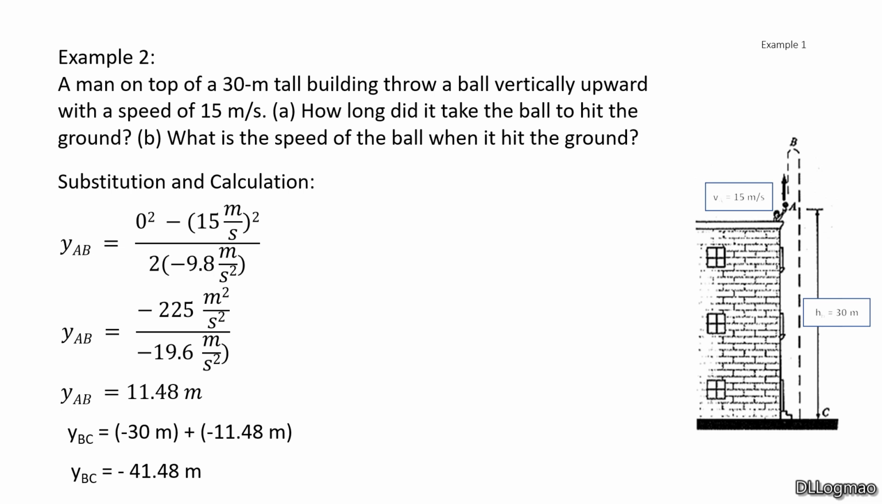Using the computed y sub BC, the time sub BC is obtained as the square root of the ratio of twice the distance traveled, negative 41.48 meters, and negative 9.8 meters per second square. Perform the operations.